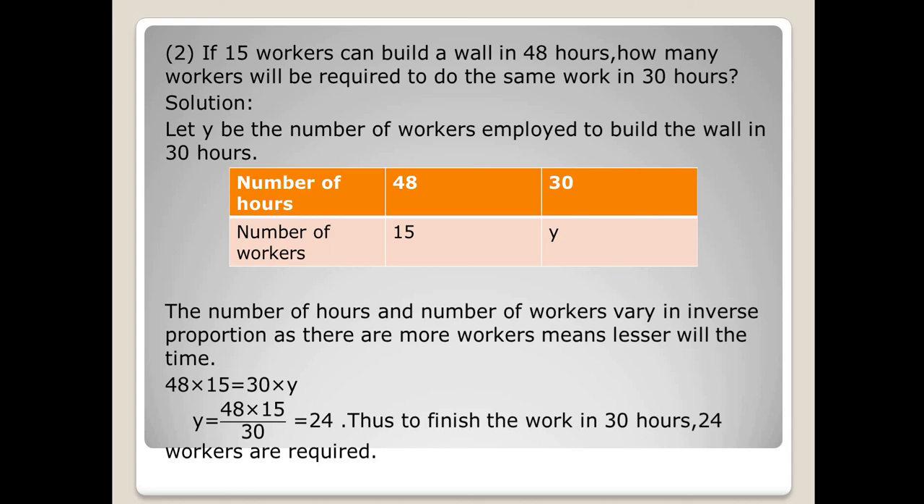We can write the given information as 48 multiplied by 15 equal 30 multiplied by y. So y can be written as 48 multiplied by 15 divided by 30 equal 24. Thus to finish the work in 30 hours, 24 workers are required. So whenever you are reducing the number of hours, you need more number of workers. This is known as what? Inverse proportion. These are the examples.